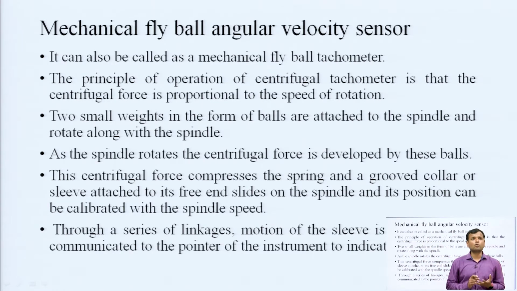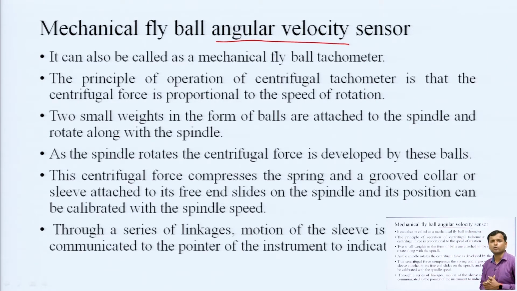First we are going to see the mechanical fly ball angular velocity sensor, or mechanical fly ball tachometer. It can also be called a tachometer because it is used to measure angular velocity, angular displacement or angular speed. That device is called a mechanical fly ball angular velocity sensor.